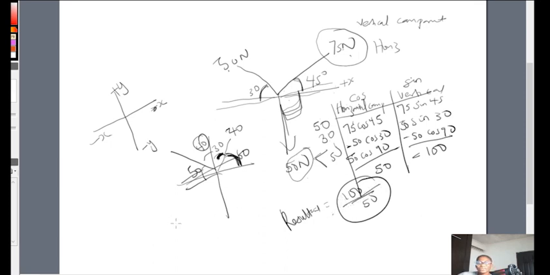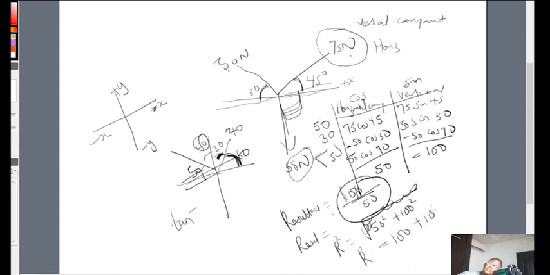Sorry, to get our resultant is not this. Our resultant is the square root: R squared is equal to what we have here squared, 50 squared plus 100 squared. That's just the normal way we usually get our resultant. So R squared is equal to 2,500 plus 10,000, and then you find the square root and you get your R.